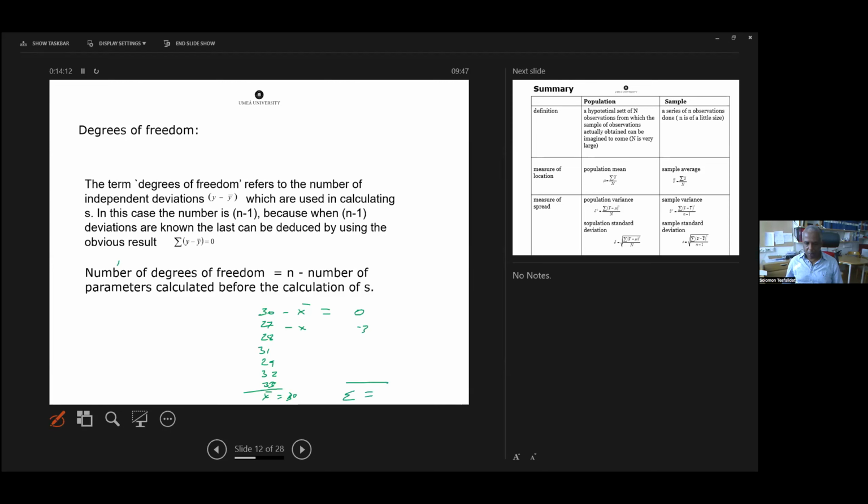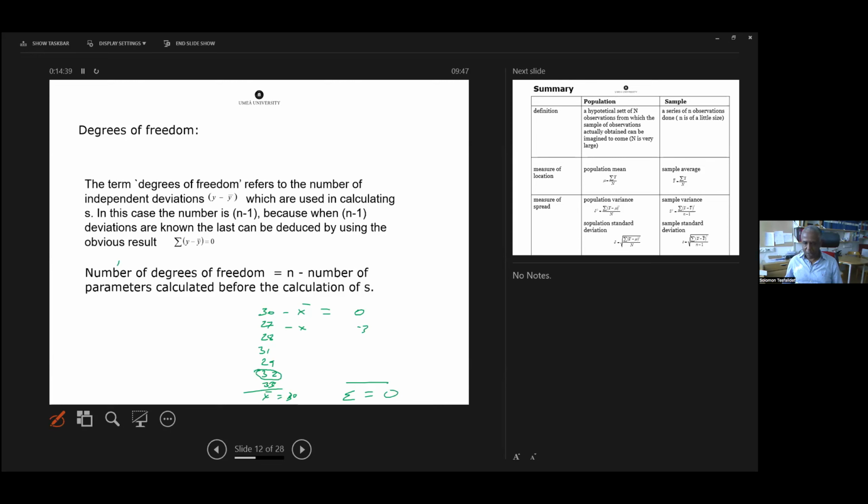So the sum here will be equal to 0. The sum of all these differences will be equal to 0. And this means that if I calculate the average, and knowing that the sum of all the differences is equal to 0, then I can calculate one of these values if it was missing, based on the average which I have calculated. So I lose 1 degree of freedom because I have calculated the average.